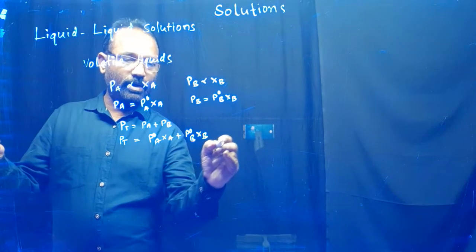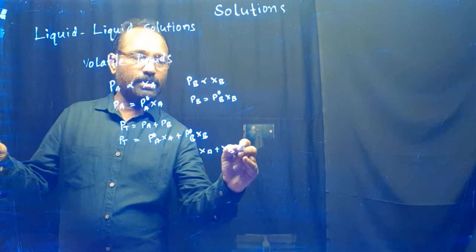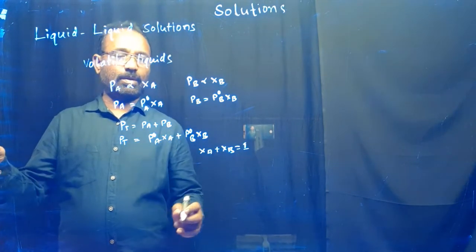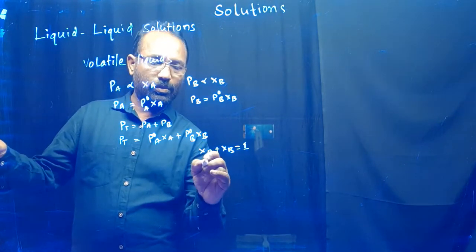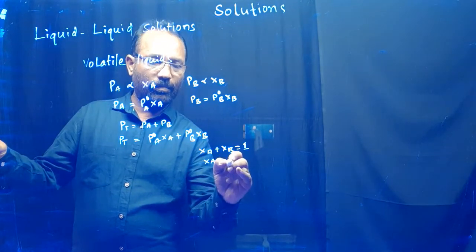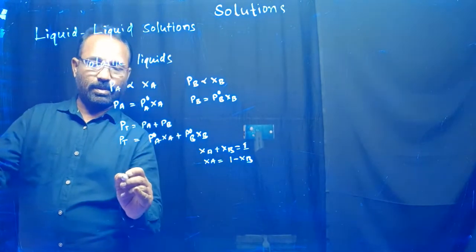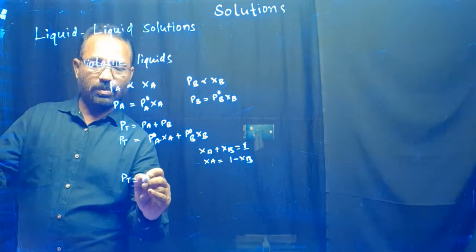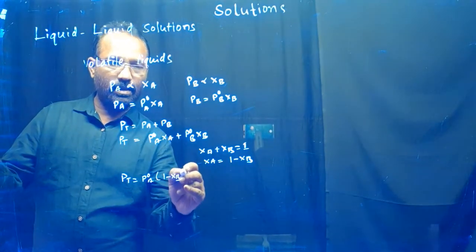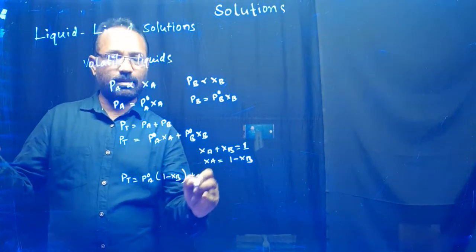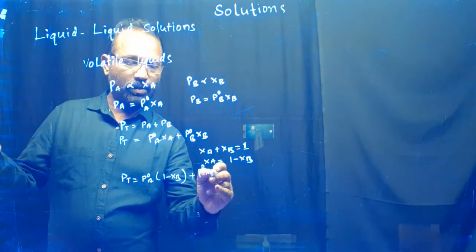Here you know very well that XA plus XB equals 1. Therefore, XA equals 1 minus XB. So this equation becomes P total equals P naught A into 1 minus XB, plus P naught B into XB.